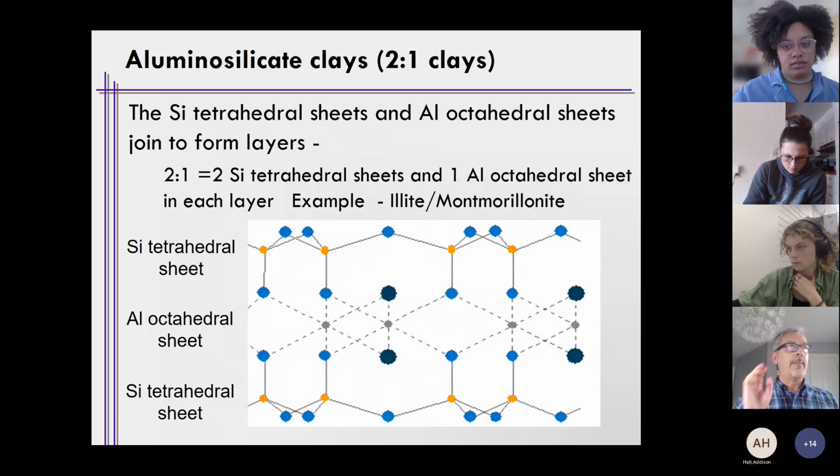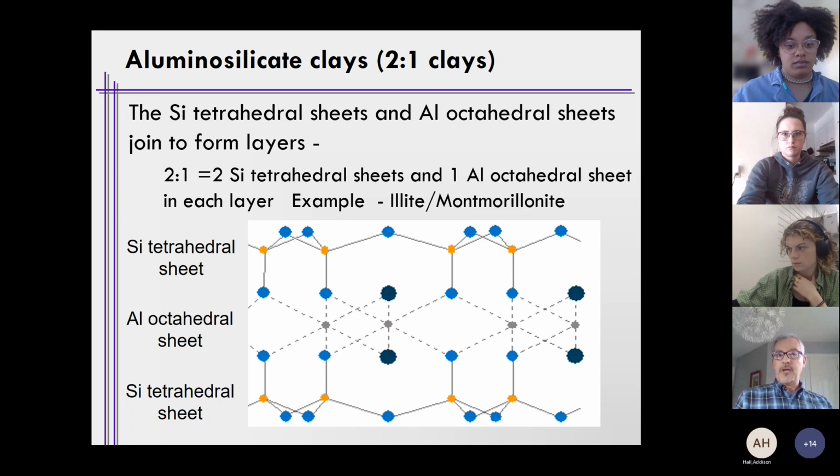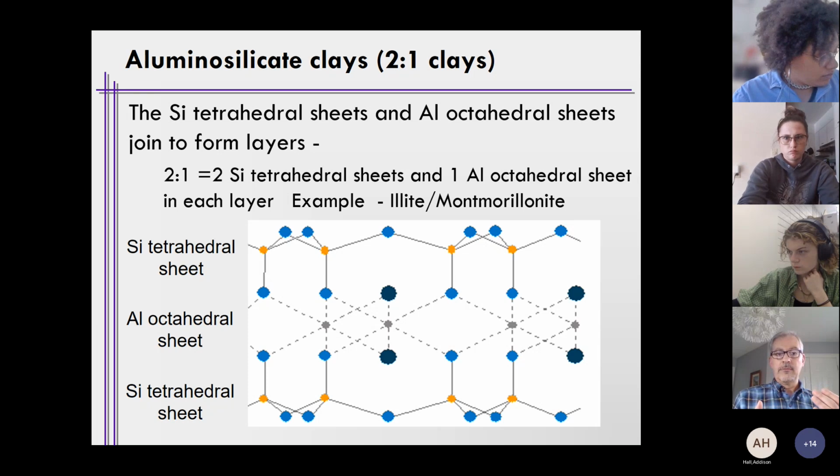So let's talk about 2-to-1 type clays. And 2-to-1 type clays, again, are a combination of tetrahedral and octahedral sheets. But in this case, there are 2 silica tetrahedral sheets to 1 aluminum octahedral sheet. And that's in each layer. And those layers stack upon one another.